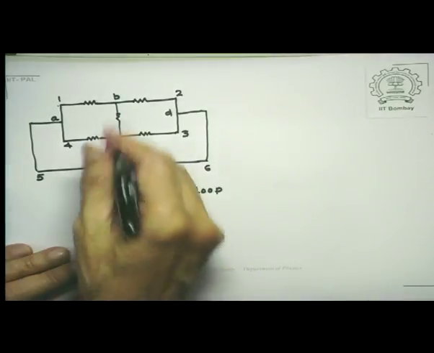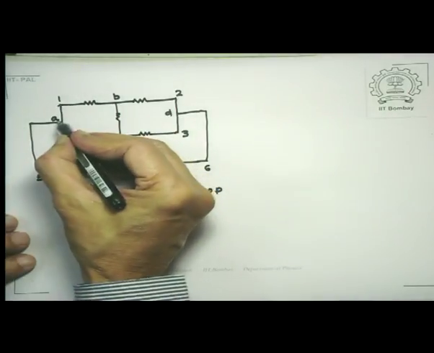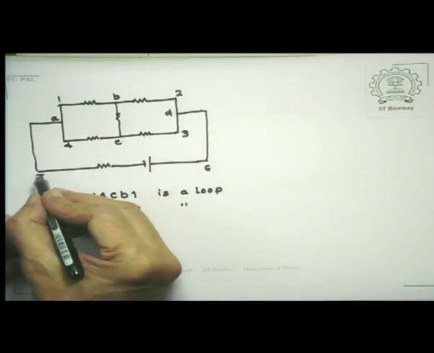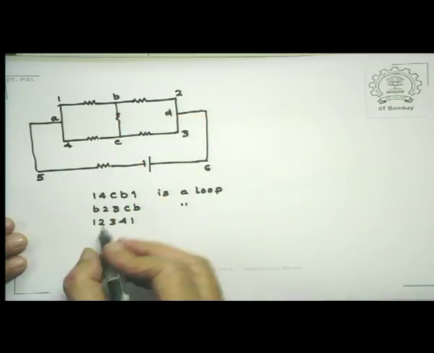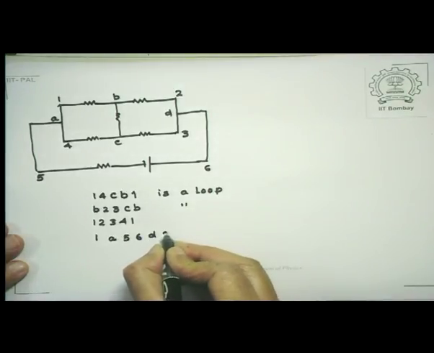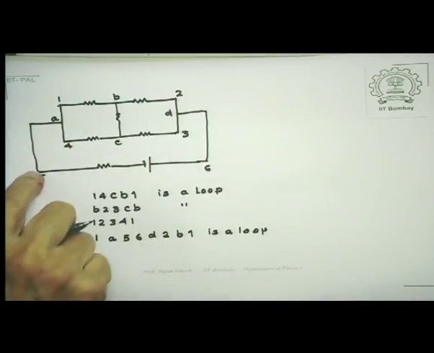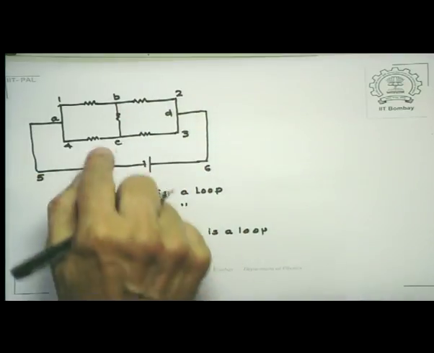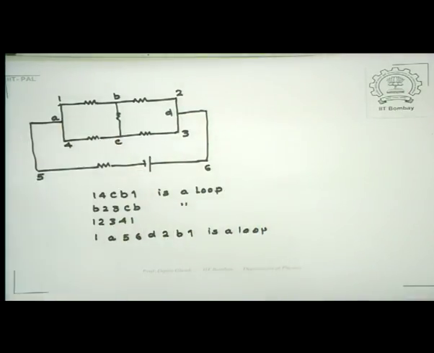There are many which are not immediately visible as a loop, but they are also loops. Start, for example, from 1. So 1 to A, traveling on the outside 5, 6, D, 2, B, 1. So 1, A, 5, 6, D, 2, B, 1 is a loop. There are others. A, 5, 6, B, then you can come down 3, C, 4, A is a loop. So these are various examples of loops that are there in this.